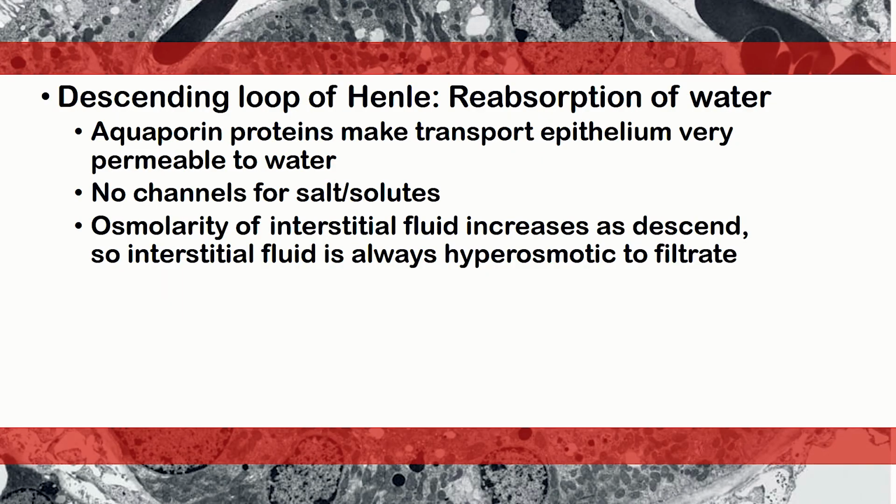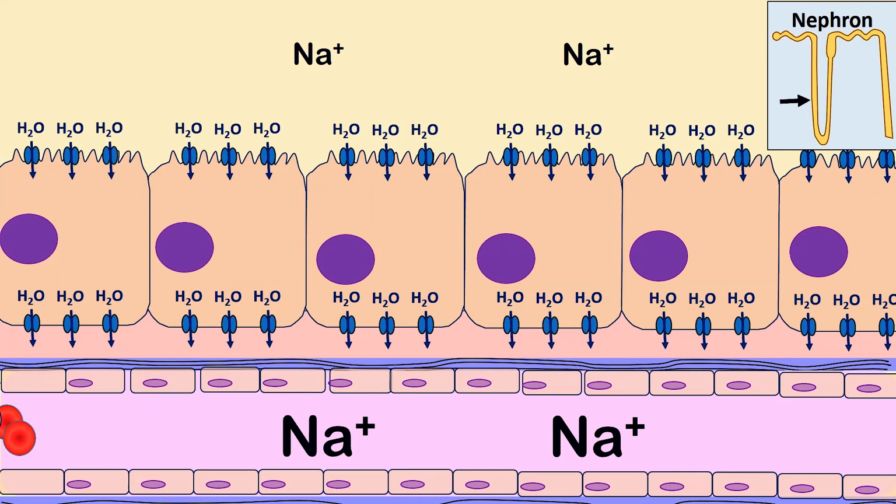The next main region of the nephron is the descending loop of Henle. The descending loop of Henle is going to be responsible for the resorption of water. Aquaporins, or proteins that allow for the movement of water across cell membranes, are going to be heavily present in this zone. These aquaporin proteins make those transport epithelium very permeable to water. There are no channels for salts or solutes, however, in this zone. As a result, this is going to be a zone where you only have aquaporins and water moves from the filtrate to the blood because the blood and the interstitial fluid are going to be saltier.